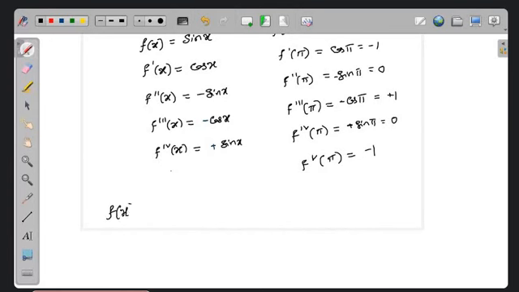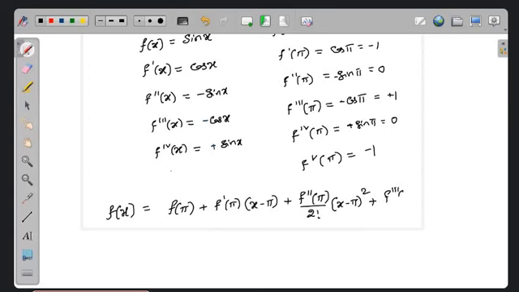So f of x equals, we need expansion centered at pi. So that is f of pi plus f dash of pi into x minus pi. This is important, x minus pi, plus second derivative at pi divided by 2 factorial into x minus pi whole square, plus third derivative at pi over 3 factorial into x minus pi whole cube plus and so on.